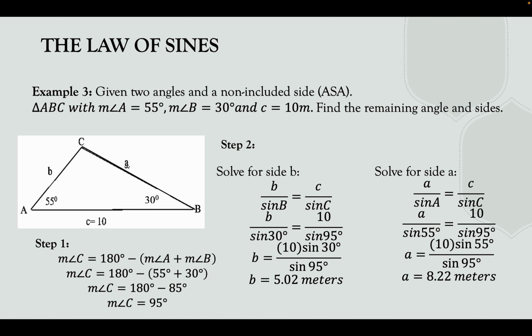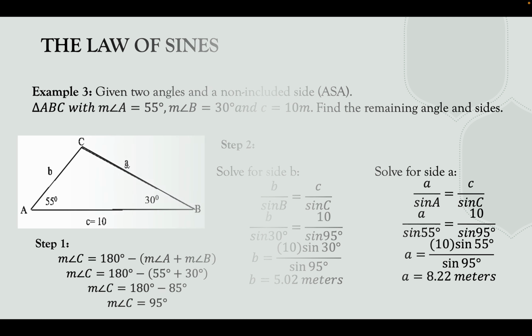Next, we will solve for side A. We will use A over sine A equals C over sine C. So substitute: A over sine 55 degrees equals 10 over sine 95 degrees. Cross multiply and divide both sides by sine 95. You will get A equals 10 times sine 55 degrees over sine 95 degrees. Input that in your scientific calculator, and we have 8.22 meters.